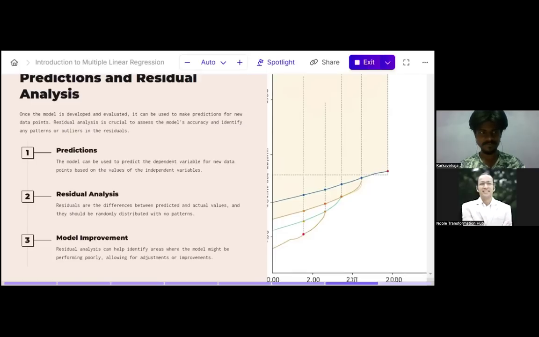So once the model is deployed and evaluated, it can be used to make predictions for the new data points. Residual analysis is crucial to assess the model's accuracy, and identifies any patterns or outliers in the residual. So this is the main objective function for this concept. Okay, so predictions: the model can predict the dependent variable for the new data points based on the values of the independent variables.